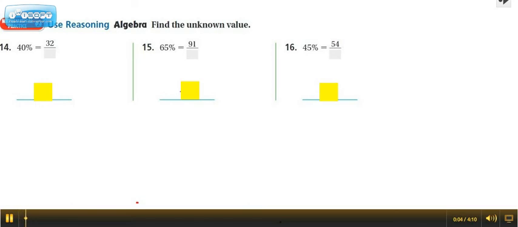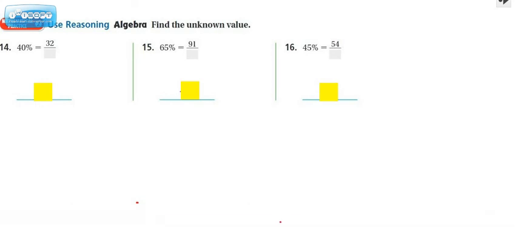We're taking a look at questions that have slightly different formatting, so I thought it would be a good idea to go over a couple of examples. So if we look at number 14, they give you the percent, and then they want you to figure out the whole, and they give you the part, of course. So recall that we're talking about parts and wholes.